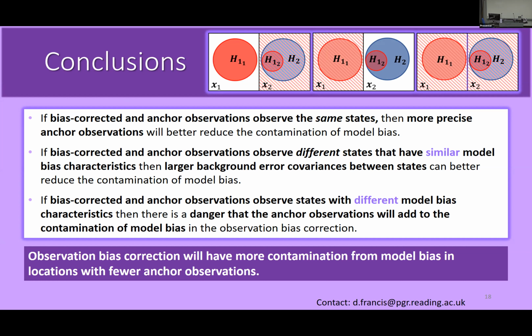Finally, if the bias corrected and anchor observations are observing different states and they have different model biases, so this is these first two cases, then there's a danger that either the anchor observations won't be used in the observation bias correction, or they'll be detrimental to the bias correction. So overall, this means that observation bias correction will have more contamination from model bias in locations with fewer anchor observations. So it's these locations that we should be more wary of, especially if we know that there's model bias there, because obviously they'll just have less of an effect of reducing the contamination of model bias.